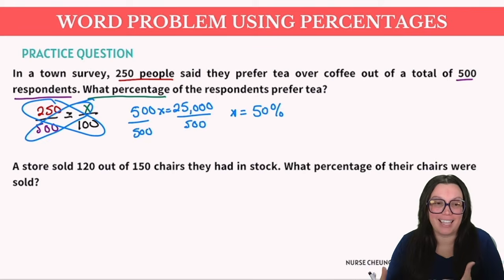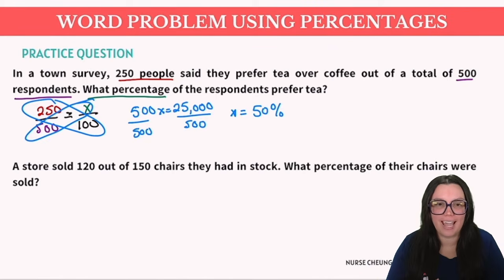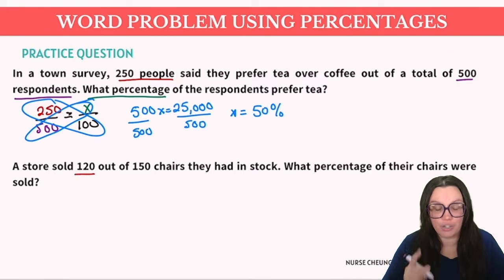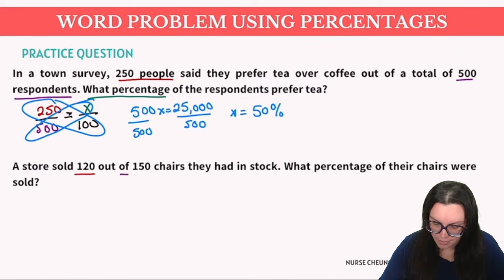Our next example states a store sold 120 out of 150 chairs they had in stock. What percentage of the chairs were sold? So again, we're just breaking this down. Working left to right, a store sold 120. So that is our is. Out of, there's our word of, 150 chairs.